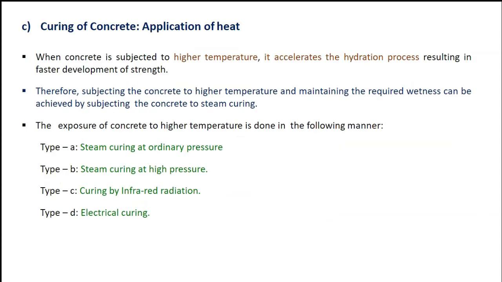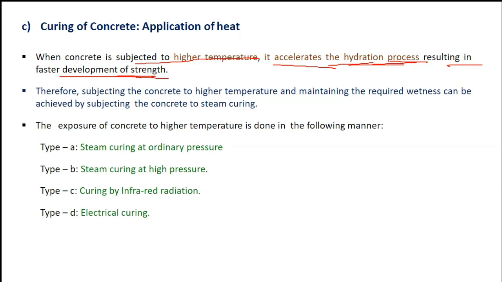The third one is curing of concrete by application of heat. This is another method in which you subject the concrete member to a higher temperature. When you subject this concrete to a higher temperature, it accelerates the hydration process, resulting in faster development of strength. So by application of heat externally, you are increasing the rate of hydration. Thereby, the hydration process is done at a faster pace, and the concrete is going to achieve its strength quickly.